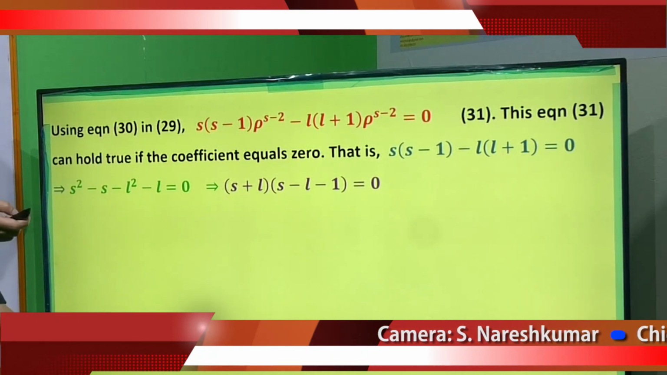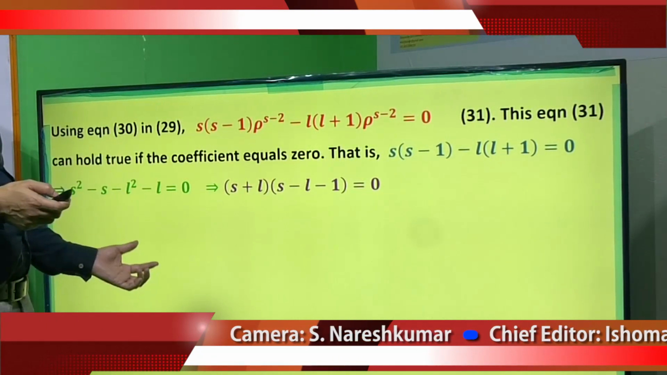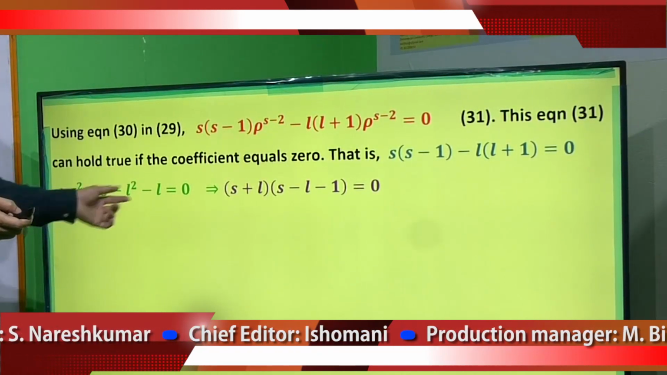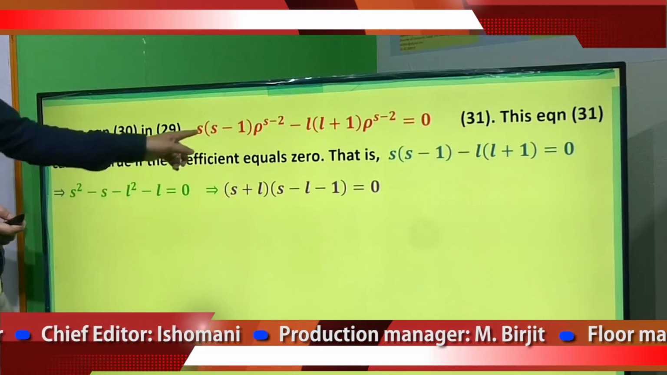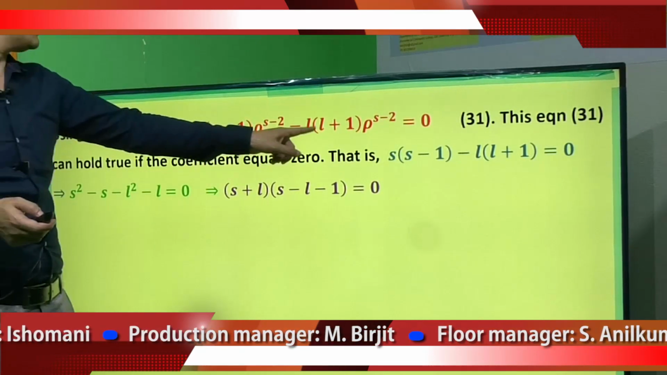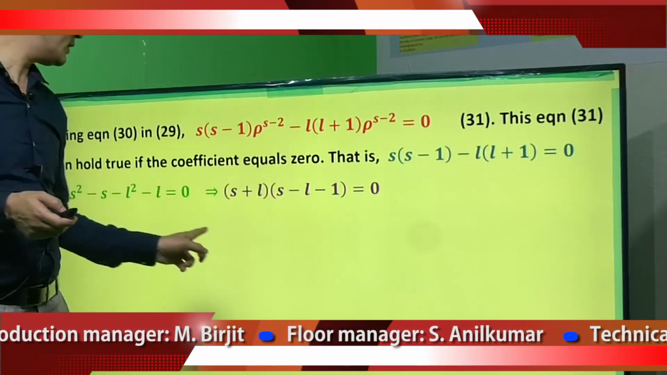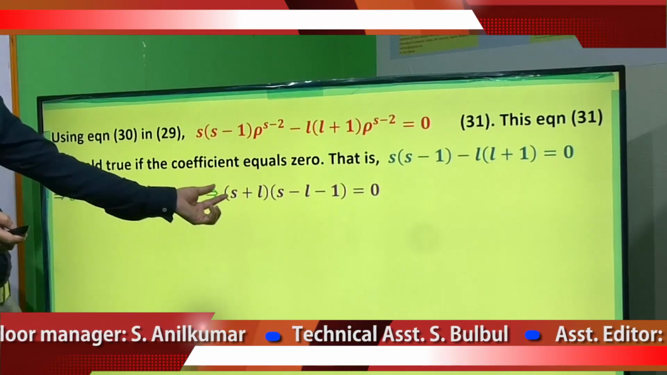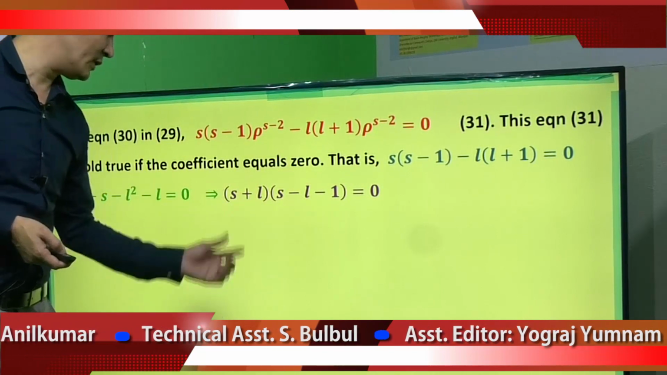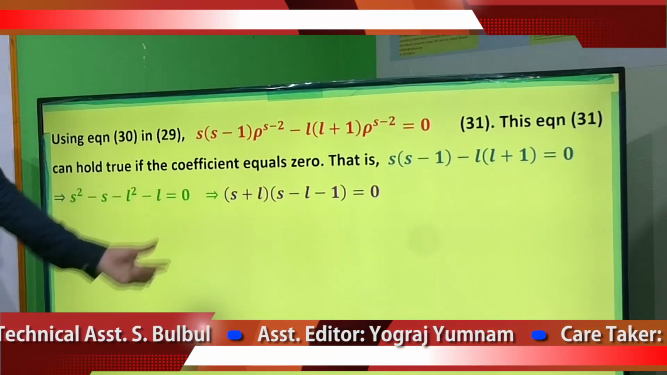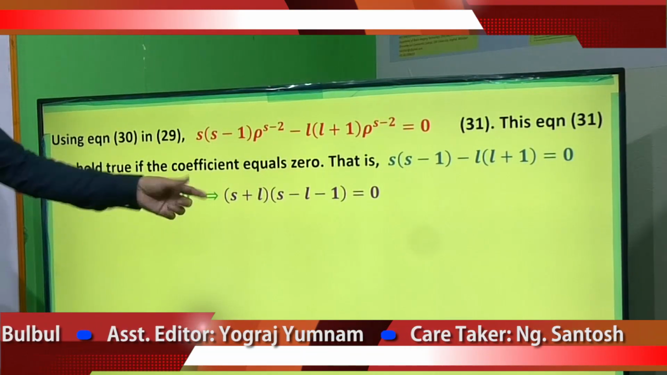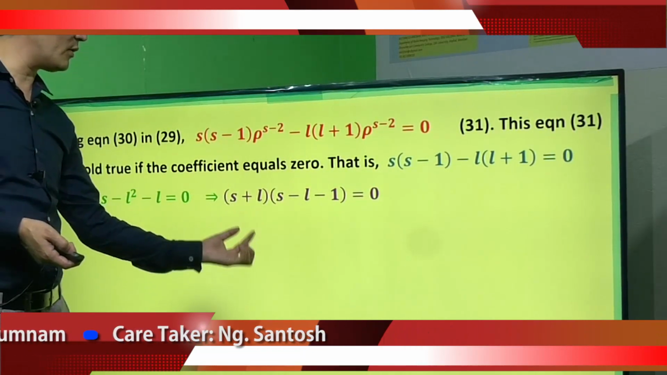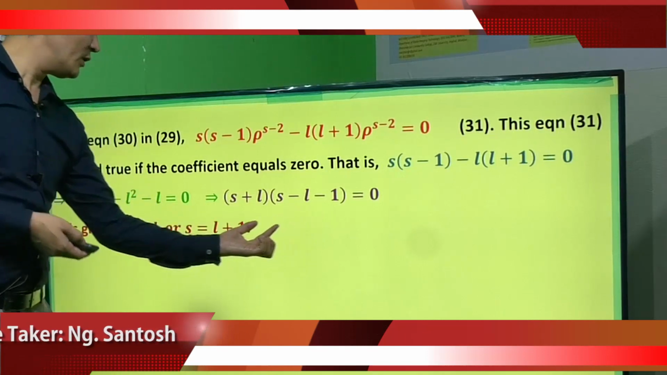So the only thing we get is that this is possible only when the coefficients vanish, that is s squared minus s, minus L squared minus L, equal to 0. This can be rearranged as (s plus L) times (s minus L minus 1) equal to 0. The product of two factors is equal to 0, and this gives either this factor is 0 or that factor is 0.